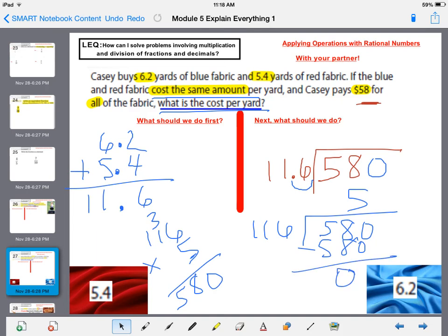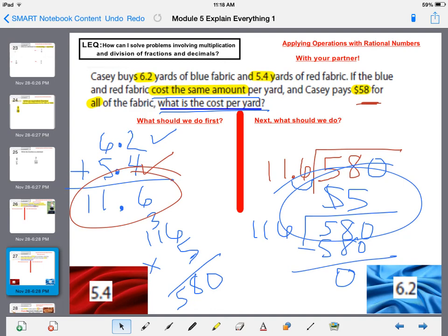So the cost per yard is going to be $5 per yard, because since everything costs the same amount per yard, we could just add the blue fabric plus the red fabric, and that's a total of 11 6/10. And we divided that into what she paid for all the fabric, and that let us know how much she paid per yard, which was $5.